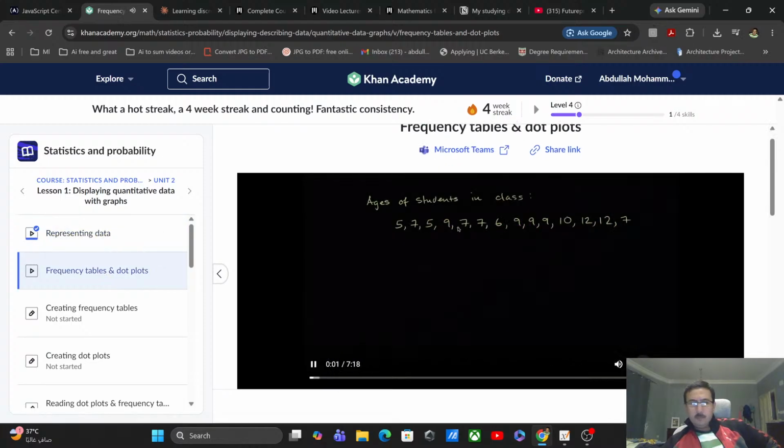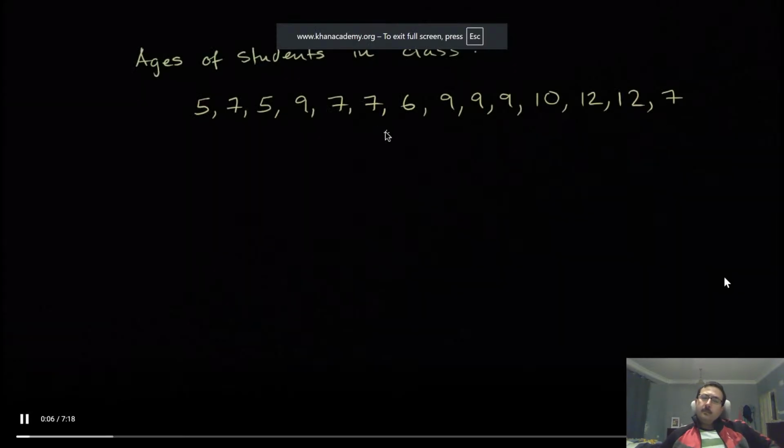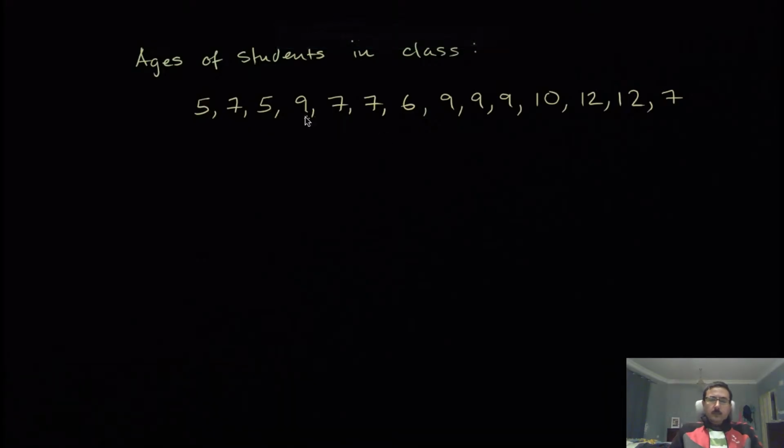What I have here is the list of ages of the students in a class. And what I want to explore in this video is different ways of representing this data and then see if we can answer questions about the data. So the first way we can think about it is as a frequency table.